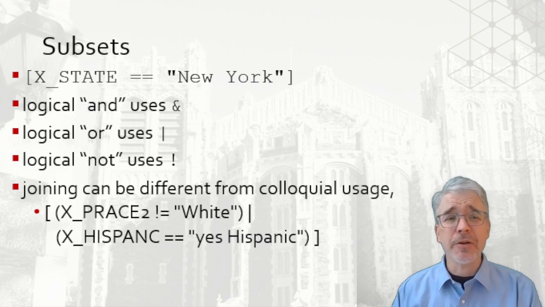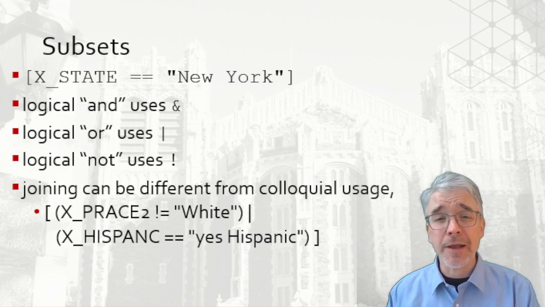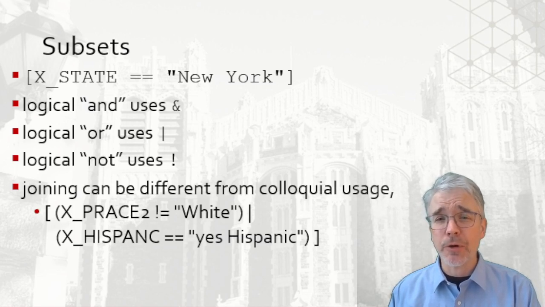The syntax here, sleptim, square bracket, X_state double equals New York, tells the computer to use the values of sleptim for the observations where X_state is equal to New York. Note the double equal sign, that's really important. A single equals would be interpreted as assigning all the values equal to that, not checking if they're equal.